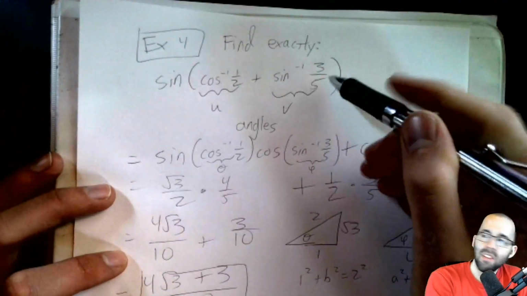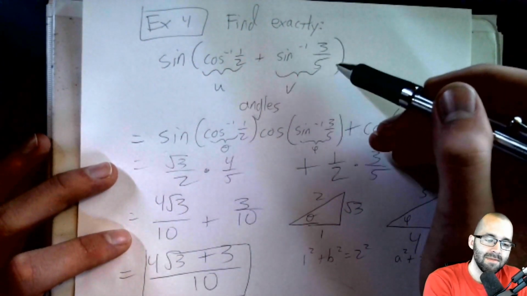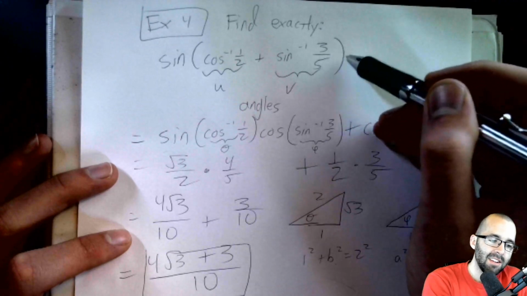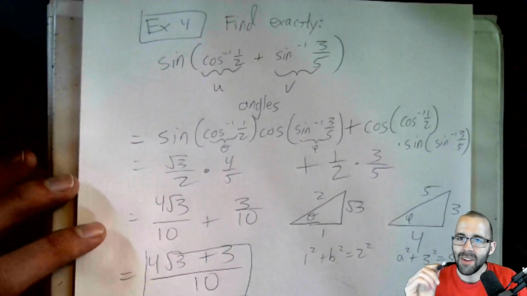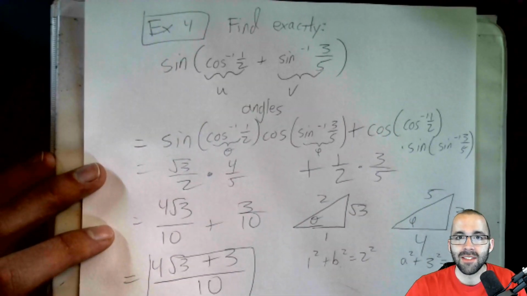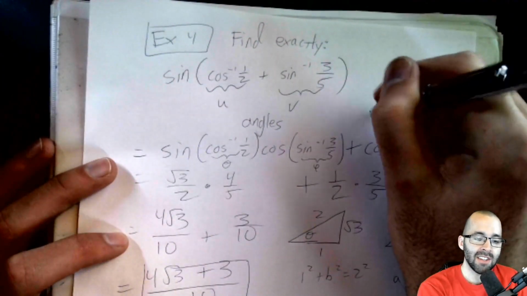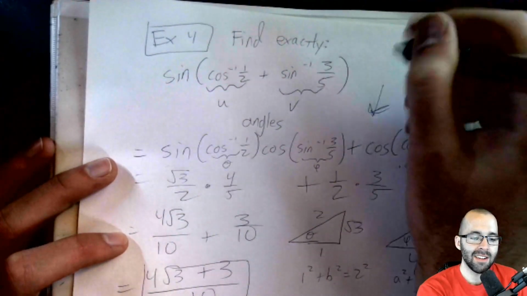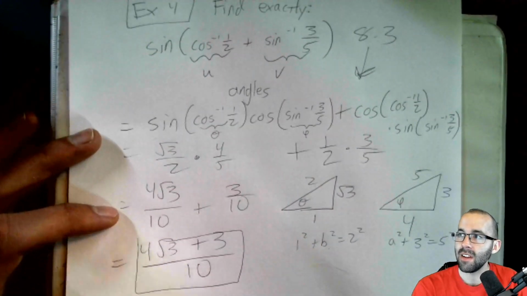And this is exactly 4√3 plus 3 over 10. So we used one identity from 9.2, and then we got four 8.3 problems. All right, so you have an exam coming up that has 8.3 on it. Good idea to review if you're rusty on 8.3.